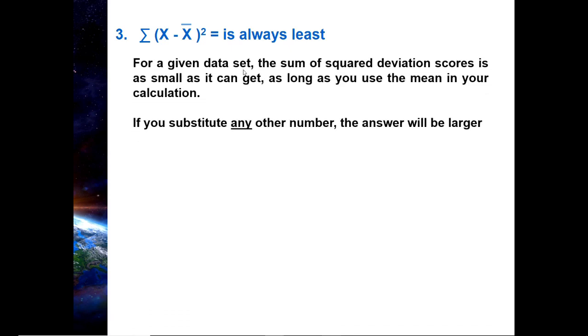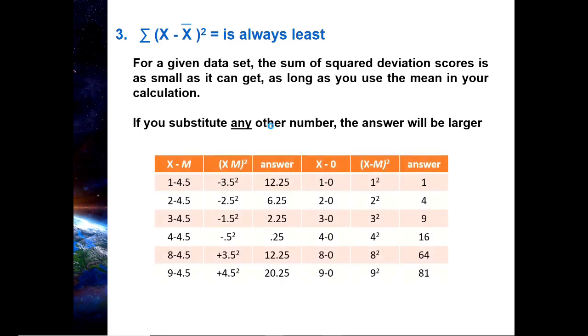Okay, so what it's saying is for a given data set, so you have a sample, the sum of all the squared deviation scores, remember x minus x bar is a deviation score, so if we square them and add them all up, that number will be as small as it can get. But that's only true as long as you use the mean in your calculation. If you substitute any other number, the answer will be larger. So let me explain what that means.